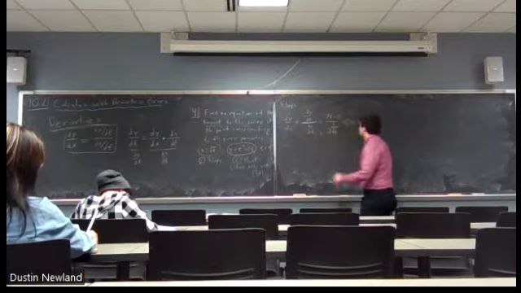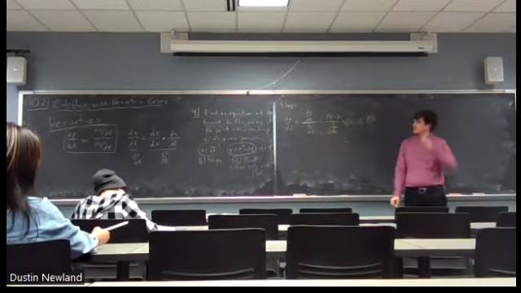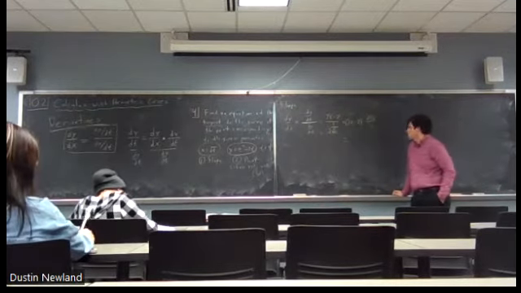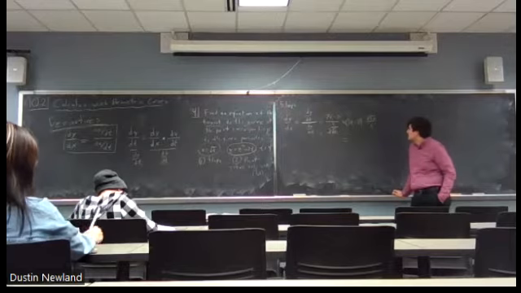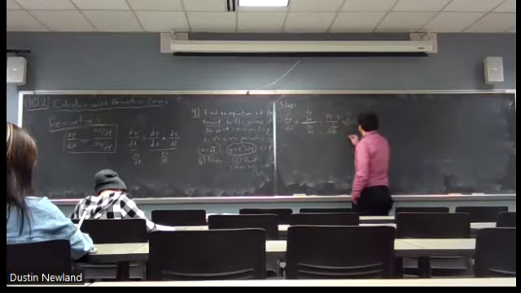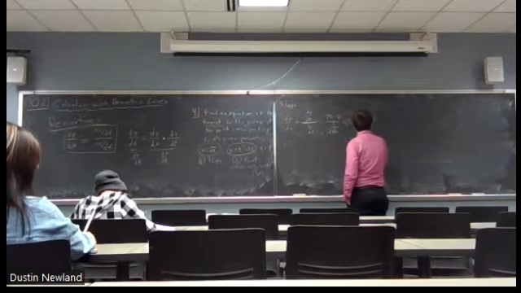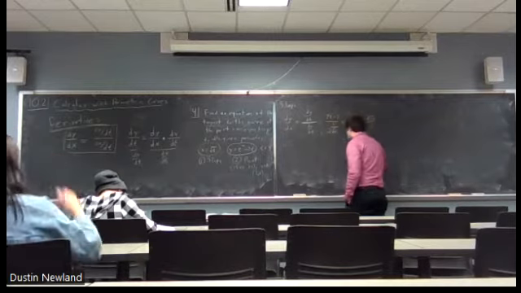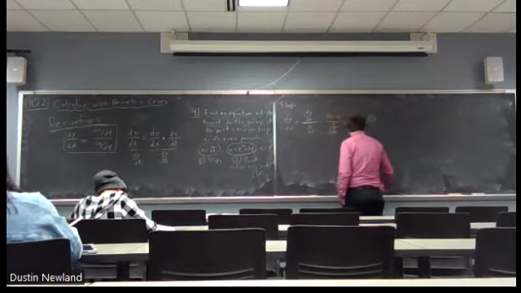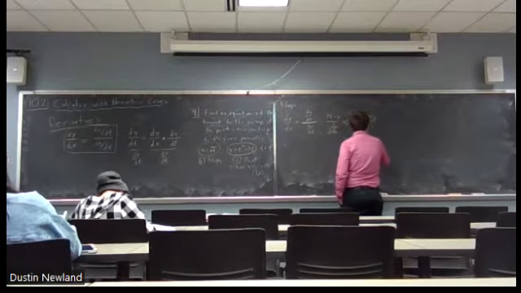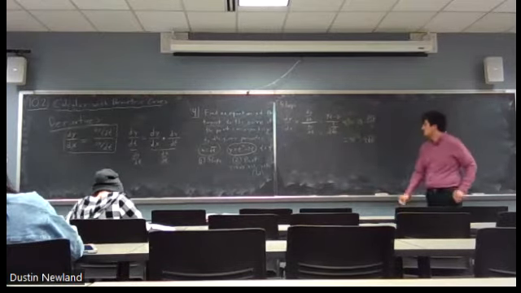Okay. And then what's that going to end up looking like? Over 2. 2 to the 1/2. I'll leave it as square root, 4 to the 1/2. Okay, so we get this.